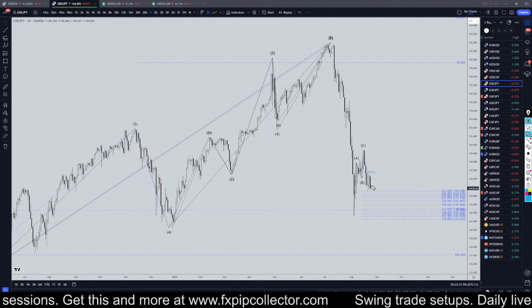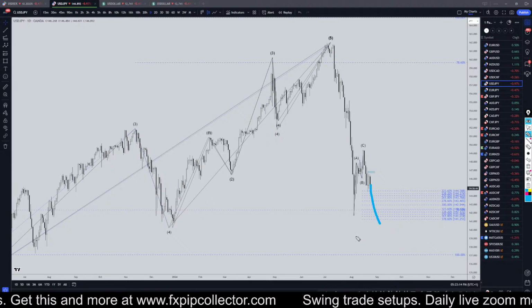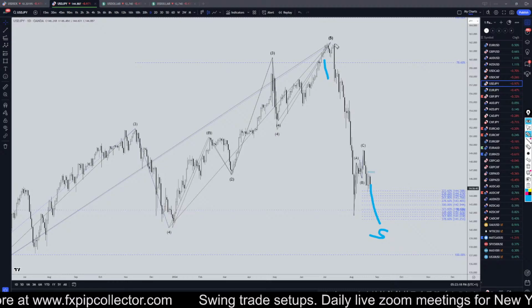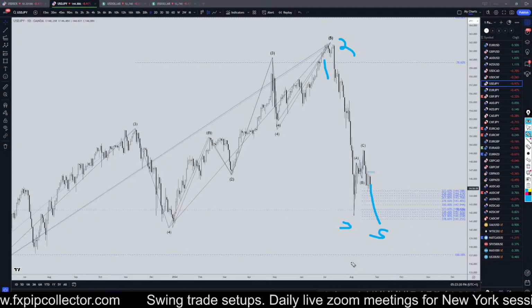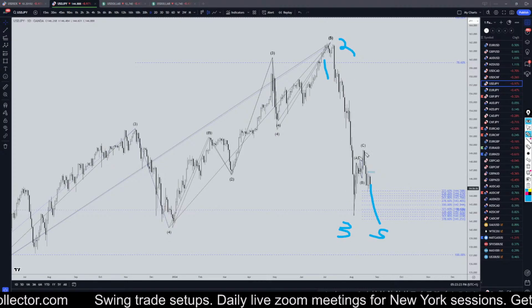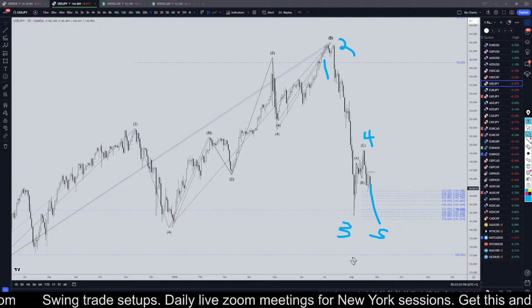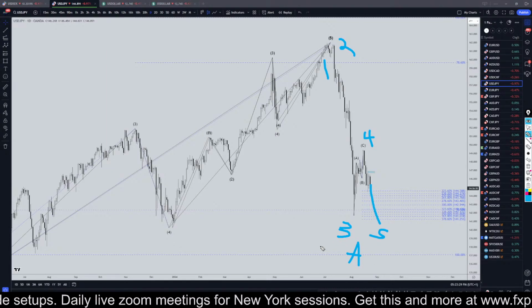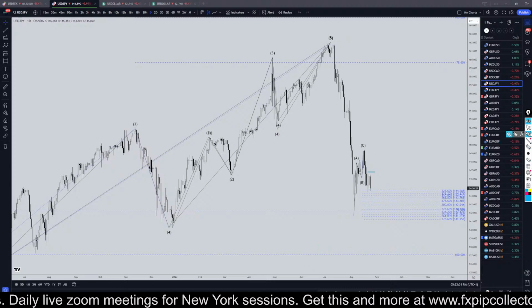I still think there's a better chance it's going to keep on going down, and that this is actually a wave 5 of wave A, and there's like a wave 1 up here, wave 2, a wave 3, and then a wave 4, and now we're in a wave 5 of wave A, or possibly a 1, 2, 3, 4, 5 of wave 1 also is definitely likely.